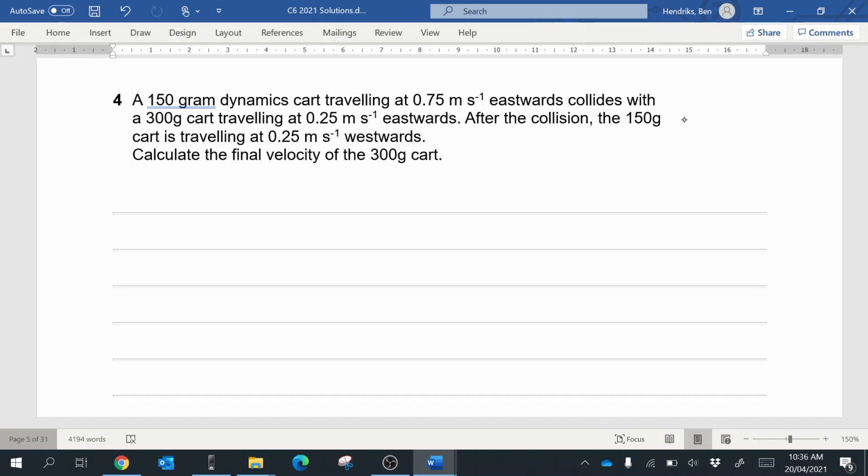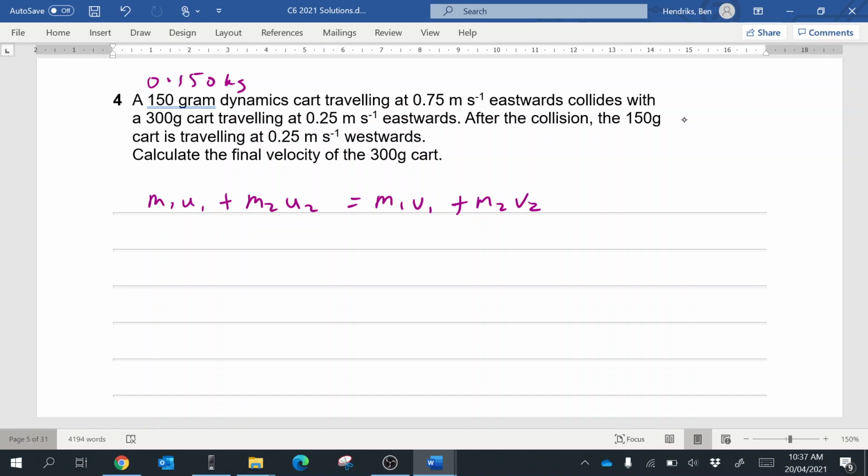So a dynamics cart might be used in a school experiment. I've just written above there 0.150 kilograms because that is equal to 150 grams, and we want to be using SI units. Okay, so in this case, because they don't stick together, we can just say that the momentum before, m1u1 plus m2u2, is equal to m1v1 plus m2v2. Because they haven't stuck together, they're going to maintain their individual momentums.